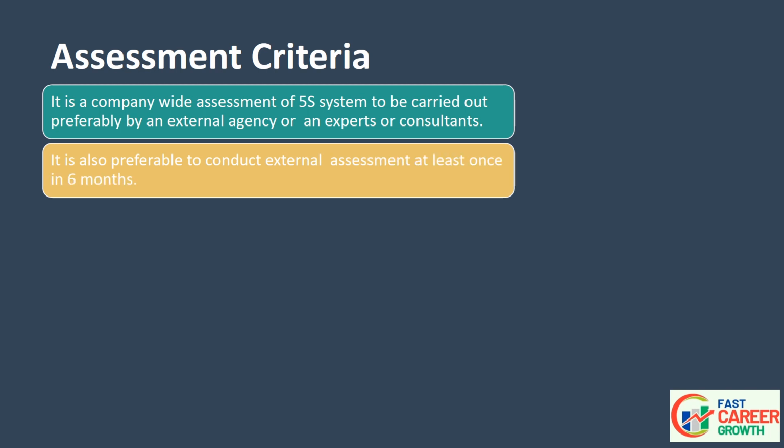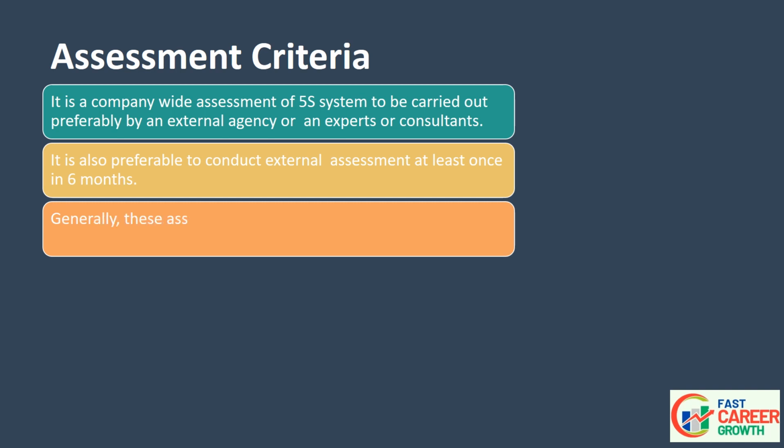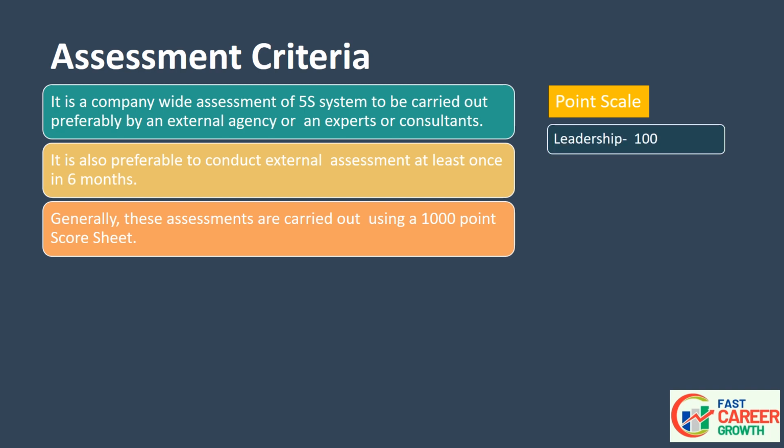Generally, these assessments are carried out using a 1000-point score sheet. Distribution of 1000 points is like this. Total points for leadership criteria evaluation is 100. Total points for 1S or Seiri stage is 200. Total points for 2S or Seiton stage is 200.